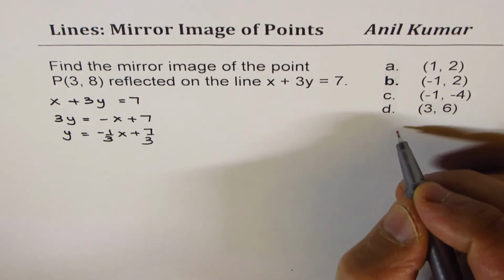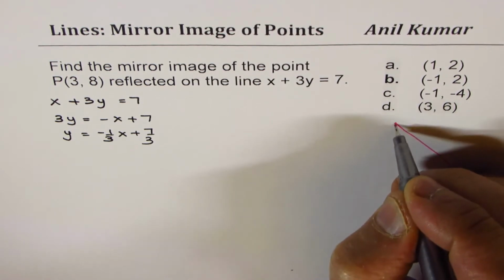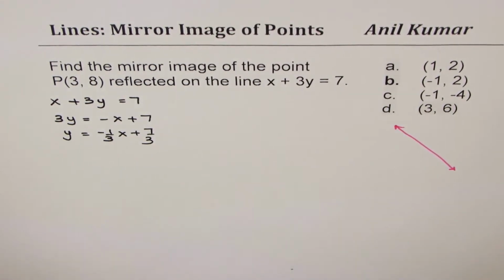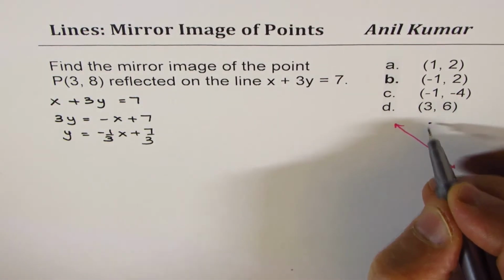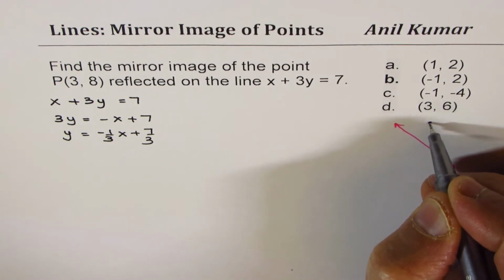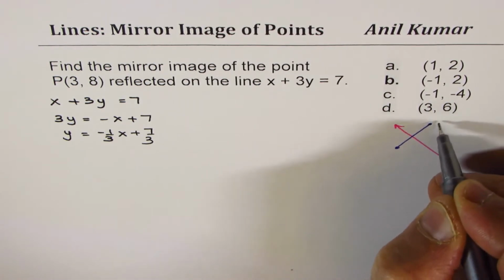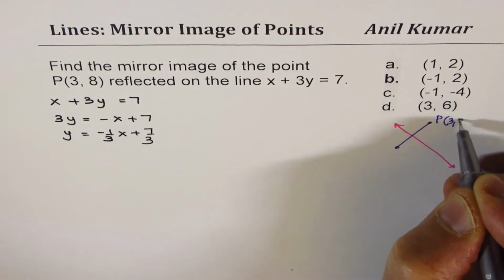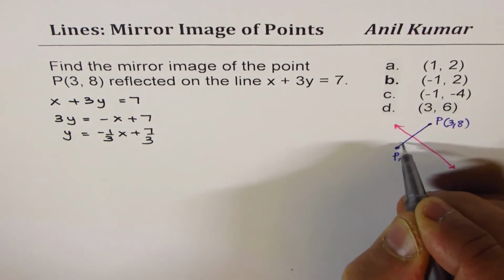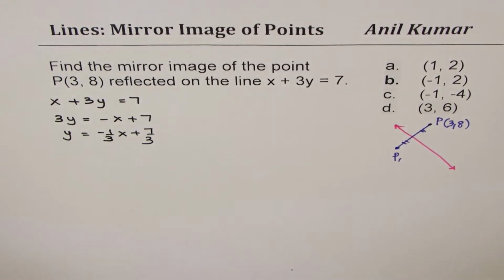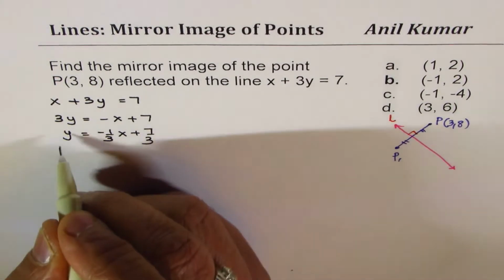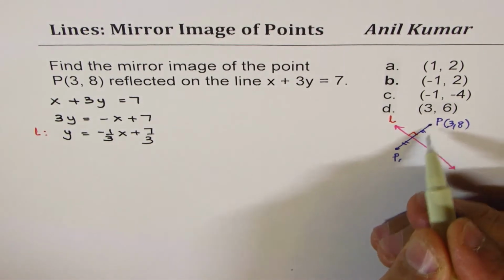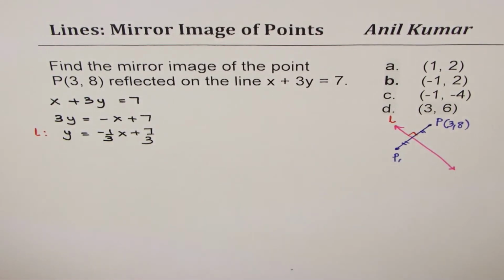Let me explain. Let's say this is the line which we're talking about, and let's consider a point which is (3, 8), somewhere there, right? In that case, the image will be on this side. So if this is the point (3, 8), then P dash will be the same distance away, correct? That's the whole idea. Second, what you also note here is that this line will be perpendicular to the given line. So this is the line L, and the line through P and P dash will be a perpendicular line, right?